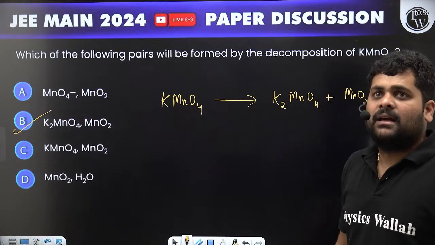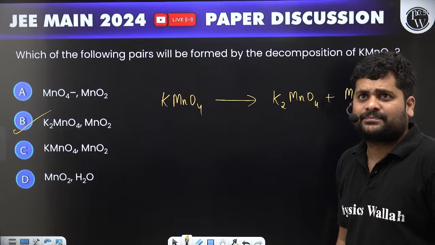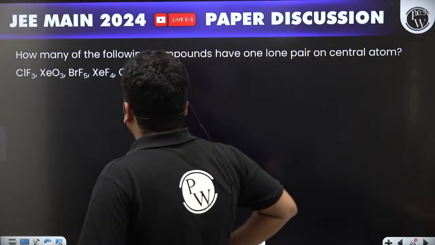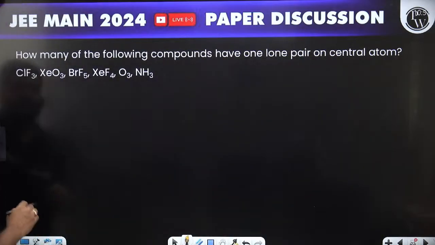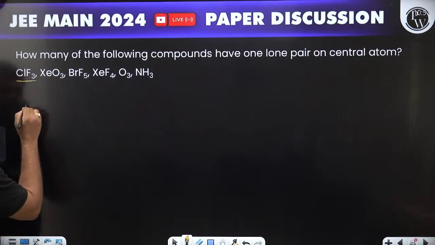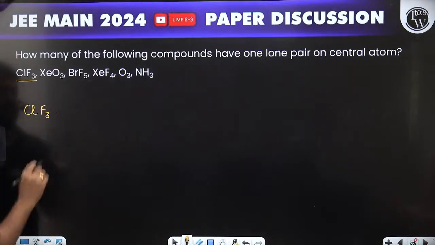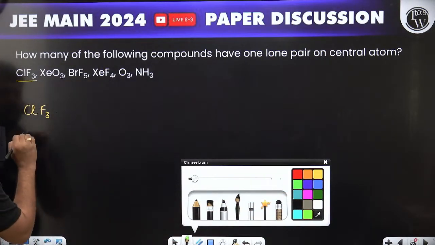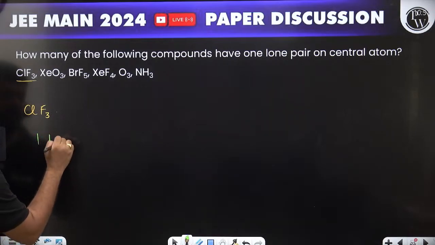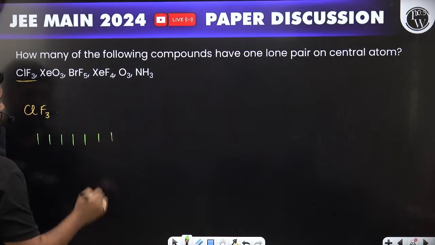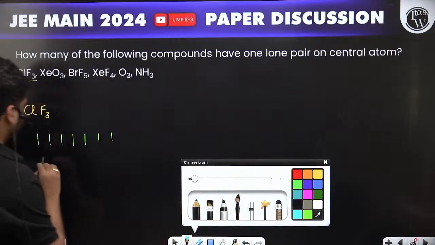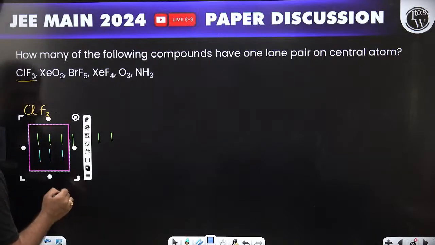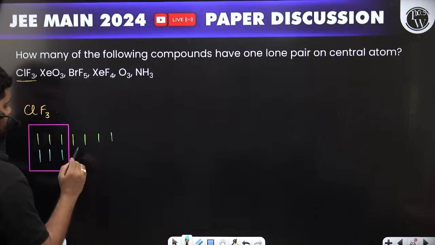Okay, right. Now, next one after this. How many of the following compounds have one lone pair on the central atom? See, in the first case, we have ClF3. Just have a look at it. You need not draw the structure always. Look at the central atom. Chlorine is the central atom over here. How many outer electrons does it have? Total 7: 1, 2, 3, 4, 5, 6 and 7. 3 fluorines would form 3 sigma bonds. So just look at the number of bond pairs it is forming. It is forming 3 bond pairs, and how many lone pairs are remaining? 2 lone pairs.